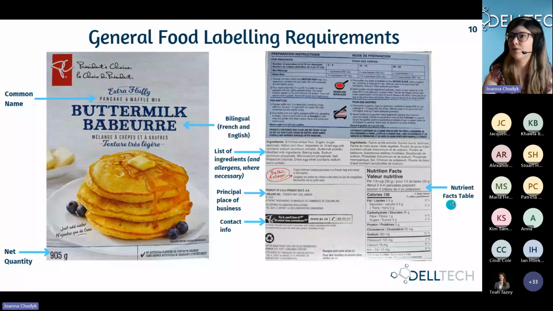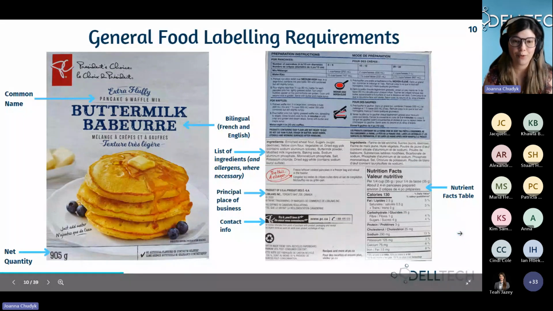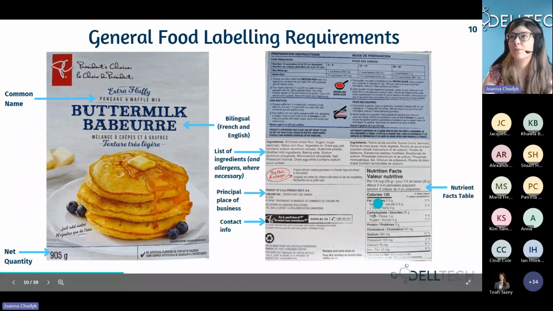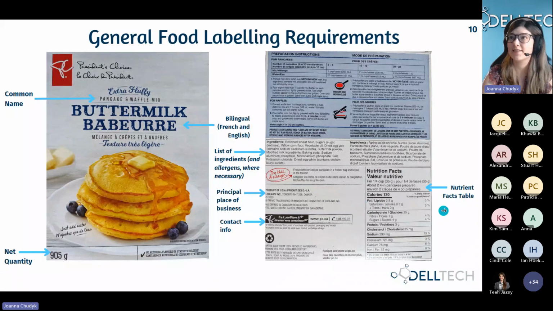And the last requirement, and probably the most important, is the nutrition facts table. This is required on most food labels. There are some exemptions, and I believe the deadline for the new nutrition facts table passed in December 2022. So the new nutrition facts table format is a little bit different. And I also wanted to bring your attention to the serving size information that's listed here.